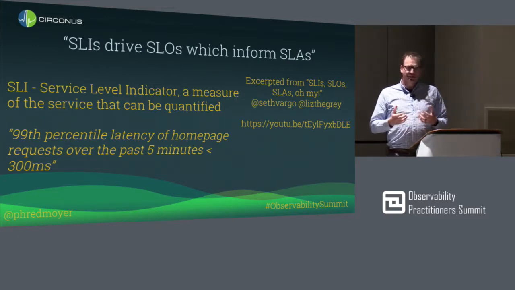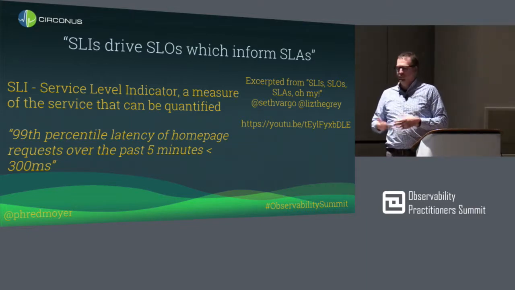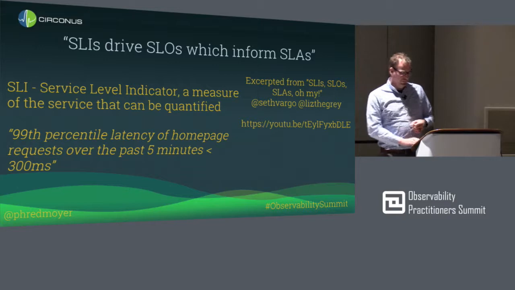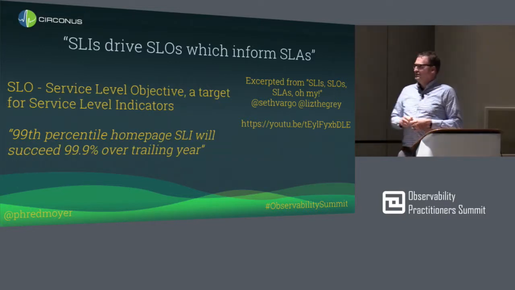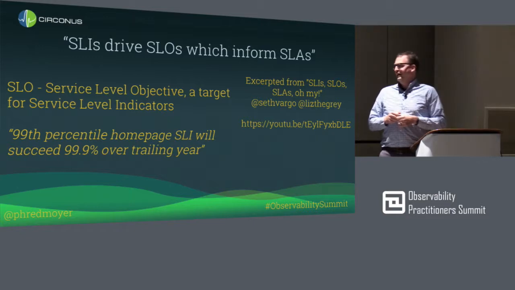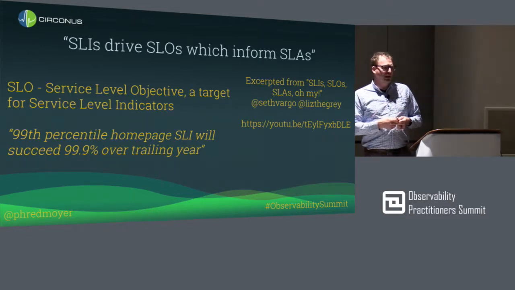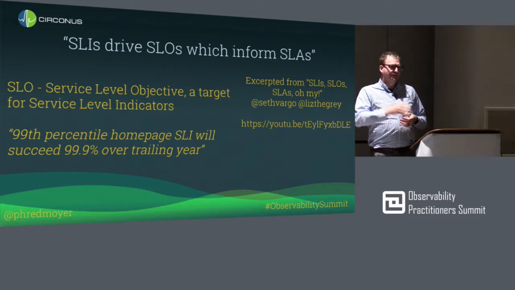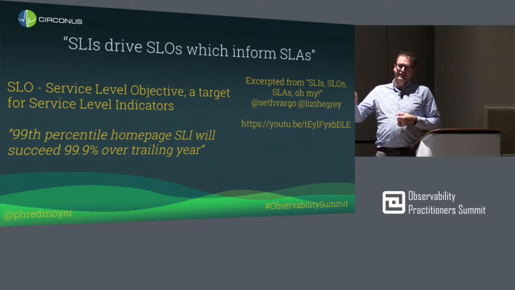So what's an SLI? It's a service level indicator. It's how I can express my service in terms of a metric, particularly a latency metric. An example is my 95th percentile or 99th percentile homepage requests over the past 5 minutes should be less than 300 milliseconds. And a service level objective is a target that I want to hit for that. I want to reach my SLI 99.9% over the past year, which means that I can take the past year, divide it up into 1,000 pieces, and I need to hit that SLI for 999 of those.